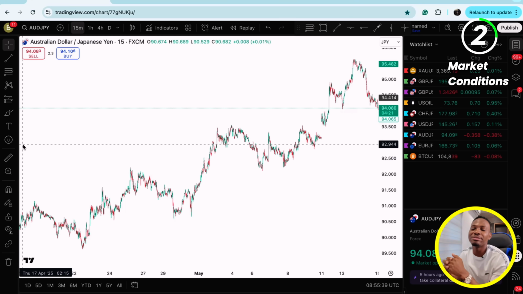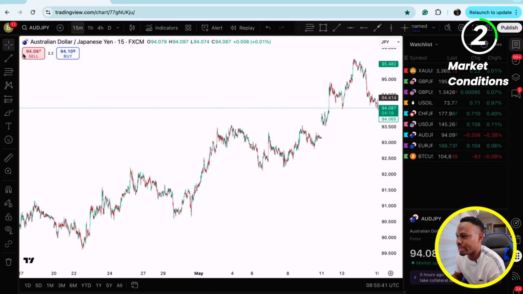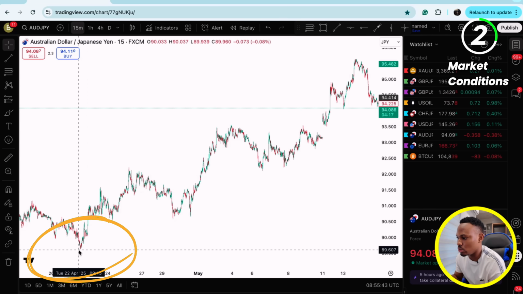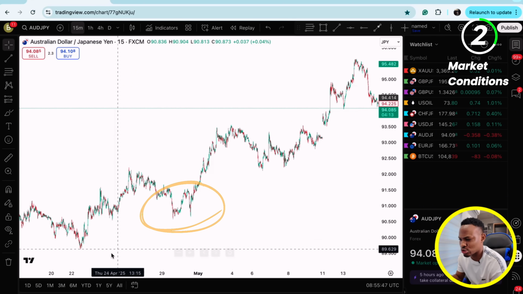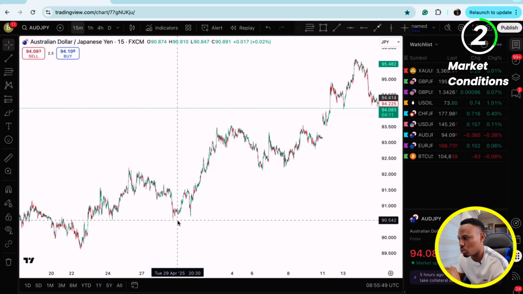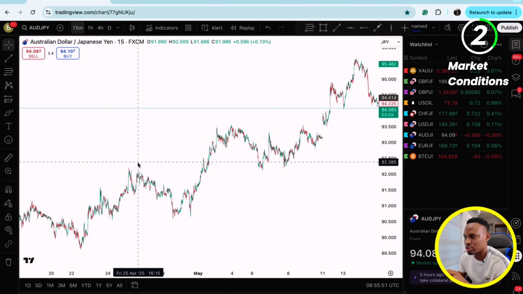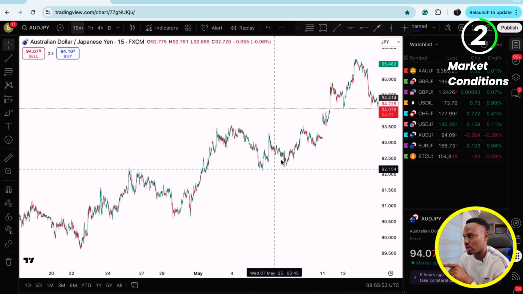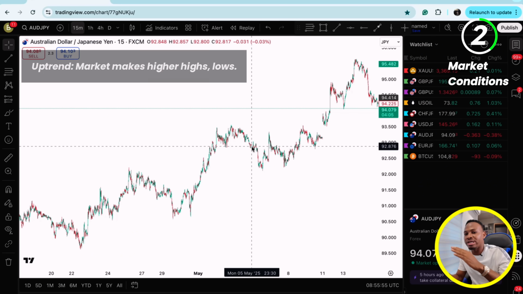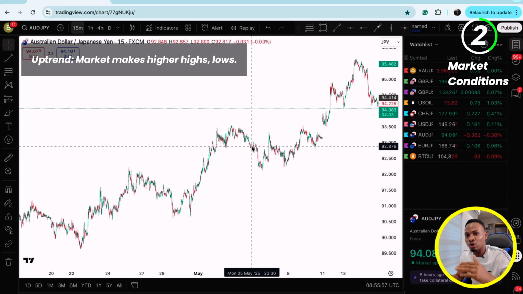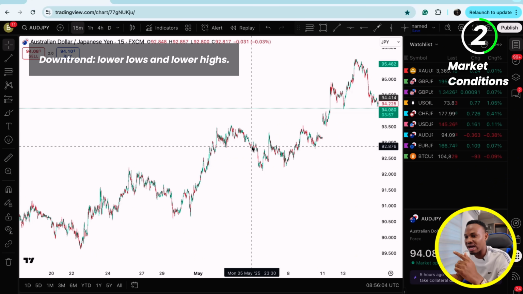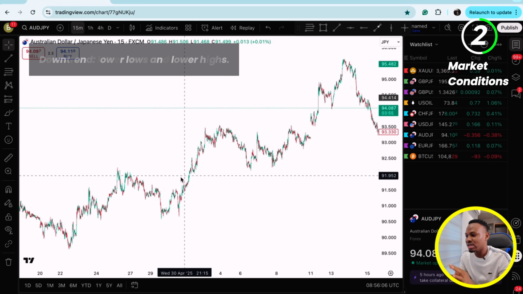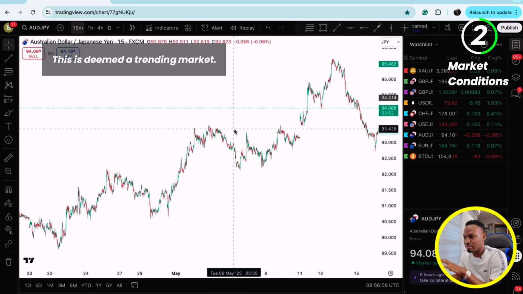Here is how a trending market looks like. Like this on AUDJPY, you can see this is a low, this is a high, this is a higher low, this is a higher high. So this is a low, but it's not as low as this one, so that's why it's called a higher low. And this is a high, it's higher than this previous one, so it's called a higher high. Higher low, higher high. So an uptrend is simply defined when the market is making consecutive higher highs and higher lows. While a downtrend is when the market is making lower lows and lower highs. I'm going to show you both examples. So this is deemed a trending market.